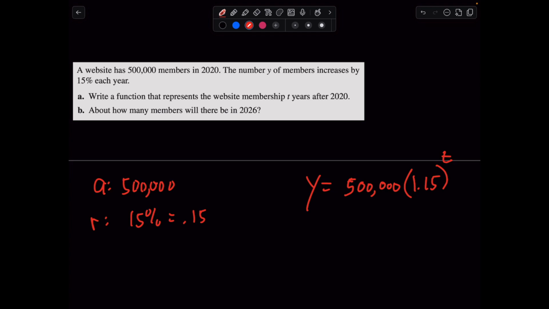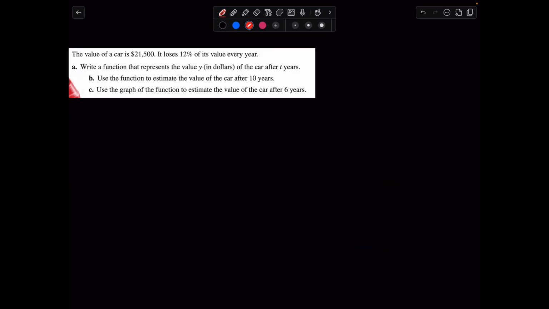So now they want to know how many members will be there in 2026. So now you got to figure out how many years that is. And in this case, the whole t equals 0 thing is not really necessary. So from 2026 to 2020 is 6 years difference. So 500,000, 1.15 to the 6. And that gives you just over 1.1 million, give or take. We're going to do part A and B. You're not going to graph it right now. You can graph it on decimals if you want to and check it out.